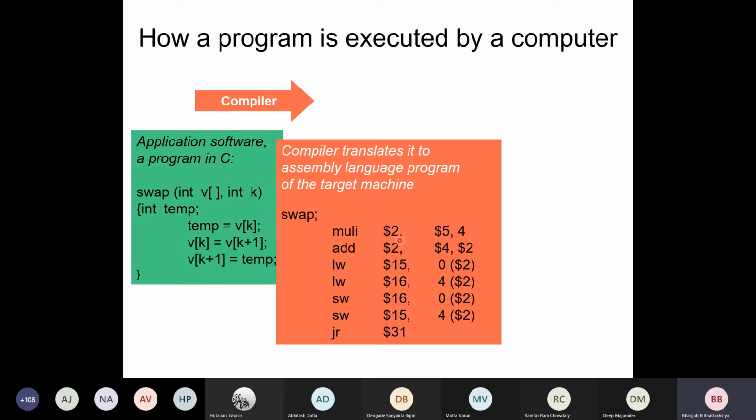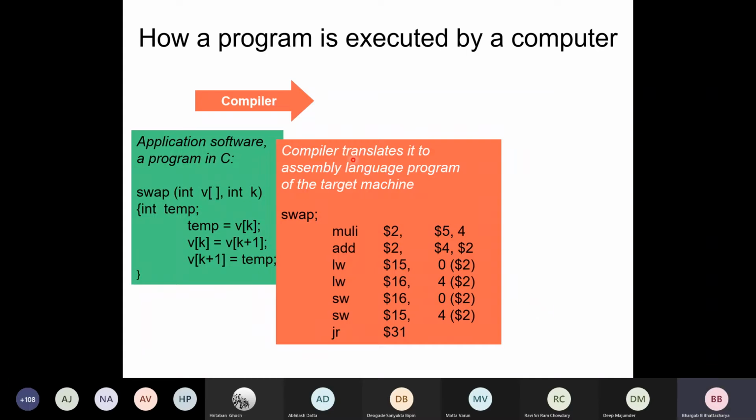And when I say $2, it means that there is a register in hardware which is identified as 2. This tells you to pick up the content of this register and multiply with something. Multiply immediate says: pick up the content of register 5, multiply the content of register 5 by 4, and store the result in this register. That is the meaning of this instruction. So each assembly language instruction has some meaning defined by the underlying hardware and so on.